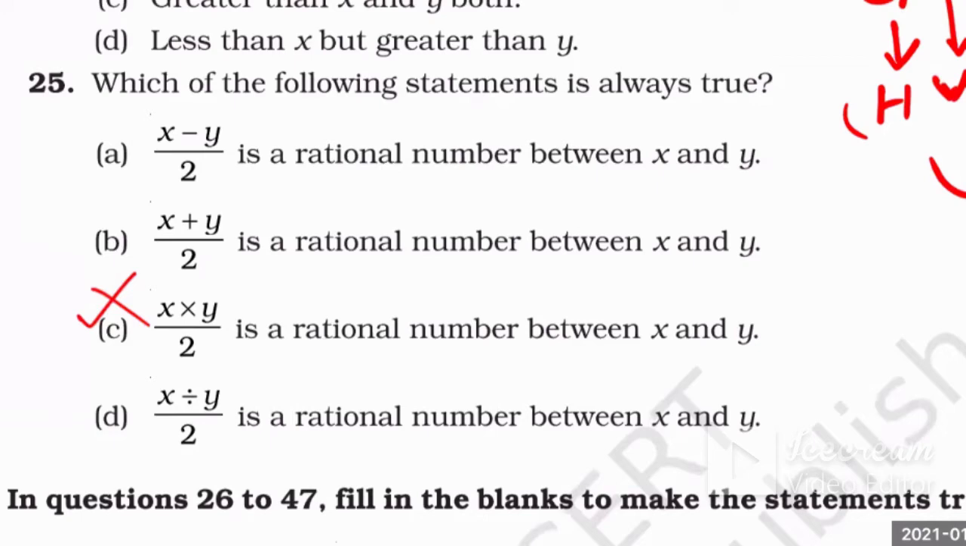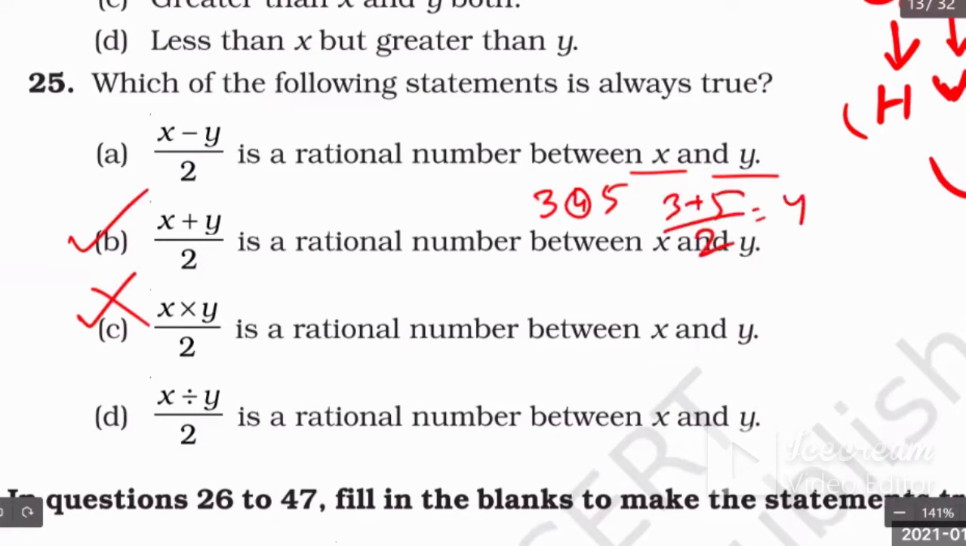Anyone else? B. Number between X and Y. How B? Yes, B is the correct answer. If you want the number between two numbers, you have to add them and divide by 2. 3 and 5. What is the number between 3 and 5? It is 4. How do you know? 3 plus 5 is 8. 8 divided by 2 is 4.